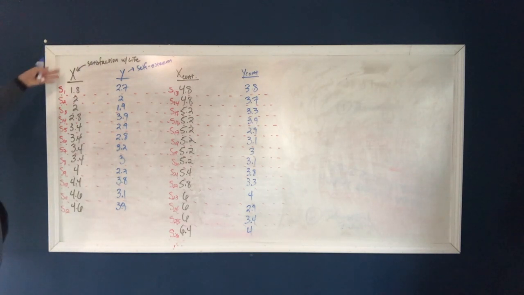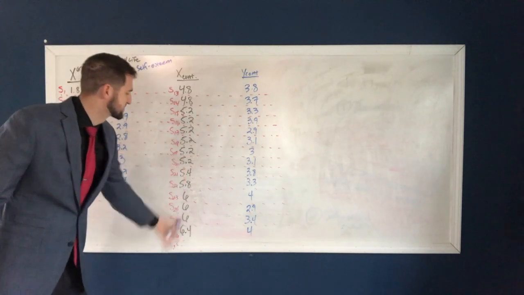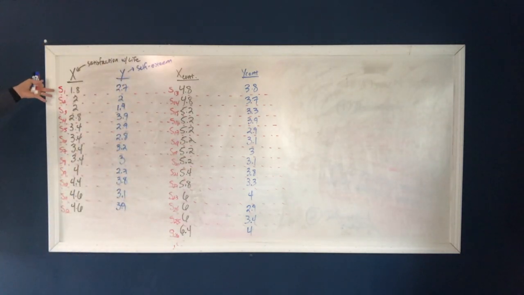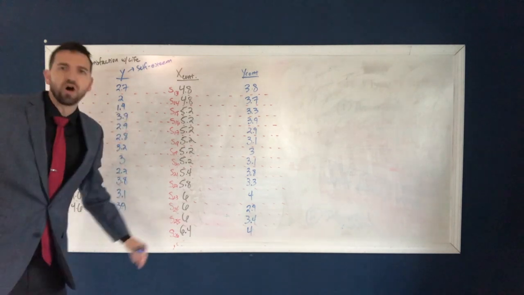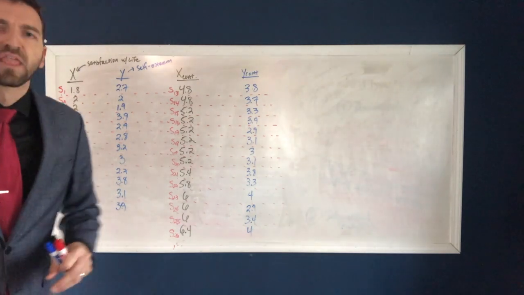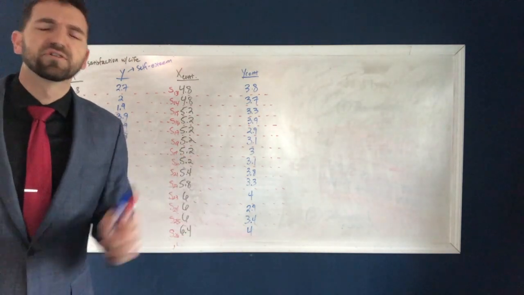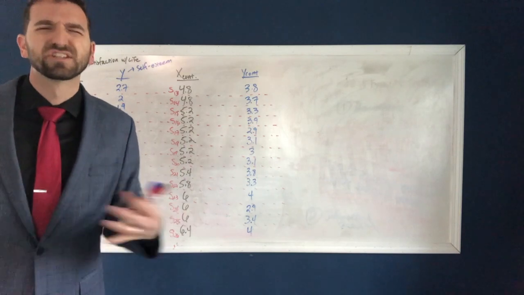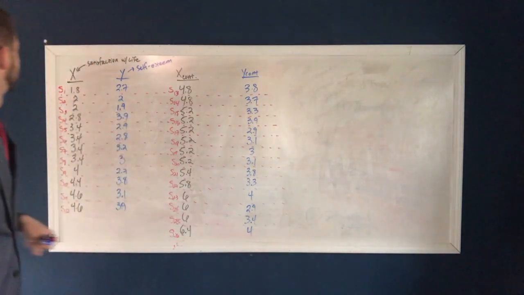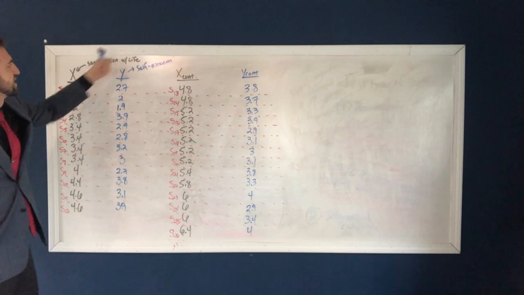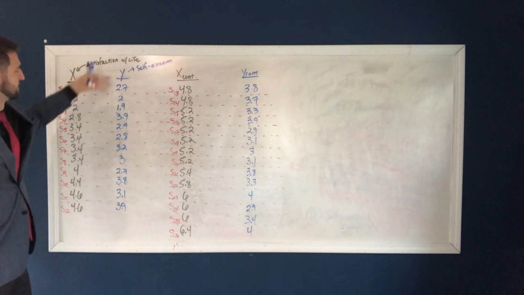So X, which is in black, is satisfaction with life. Okay? So satisfaction with life scores. You're going to notice in red next to the scores, you'll see S1, S2, S3, etc., all the way down to S26. S stands for subject, or you can think of it as participant. So it just means it's an individual. In blue, you have self-esteem, okay?